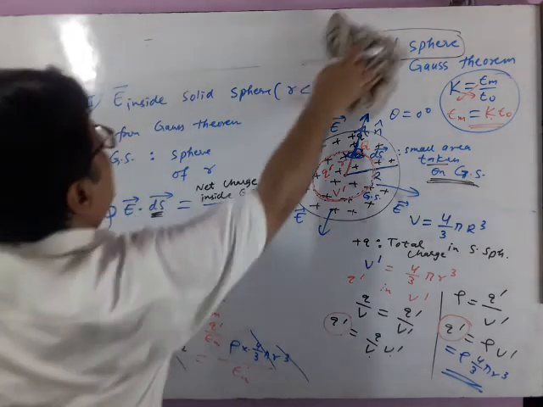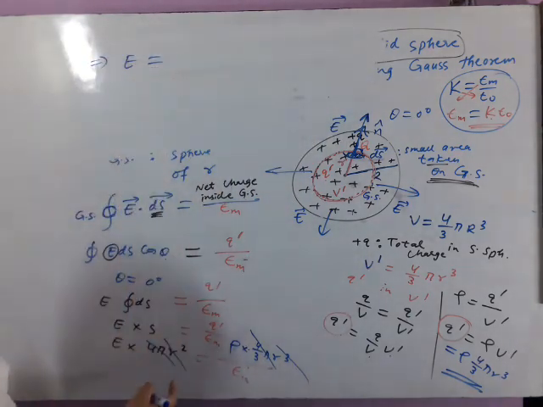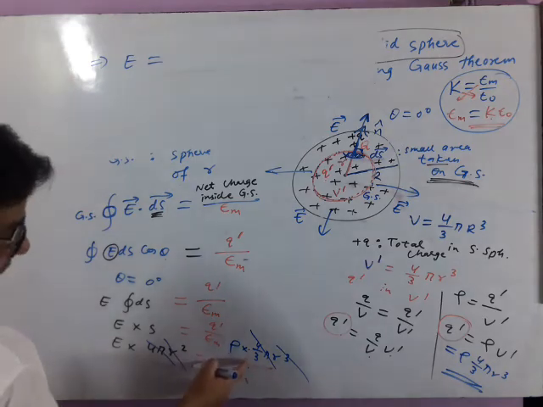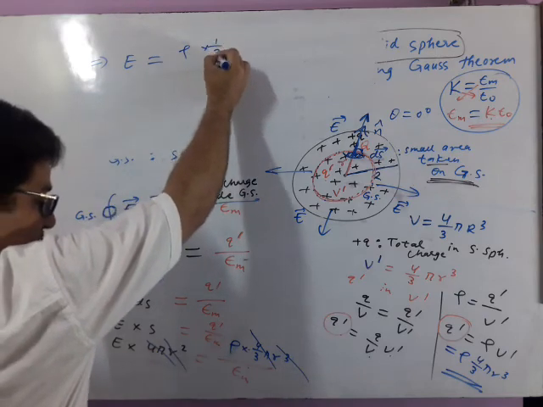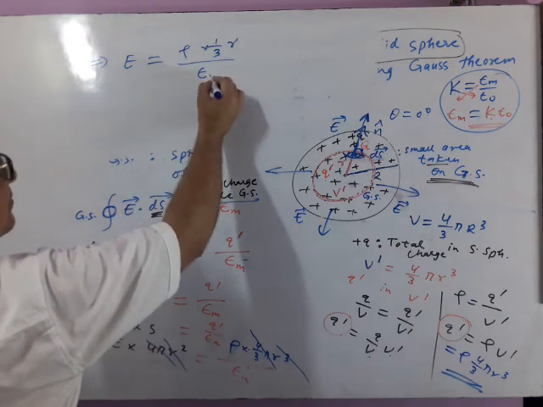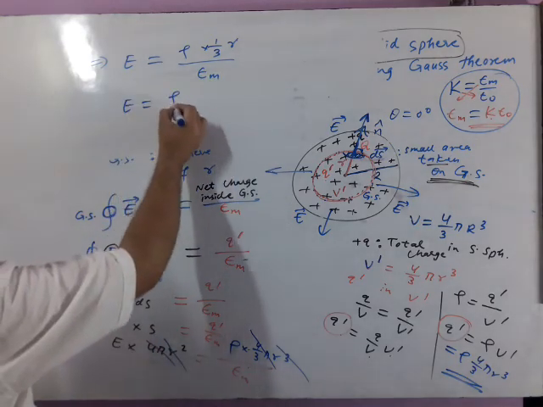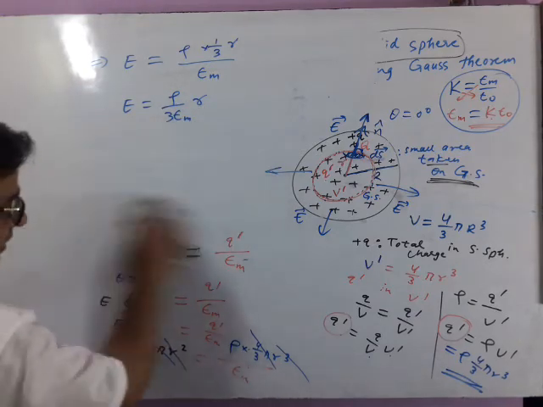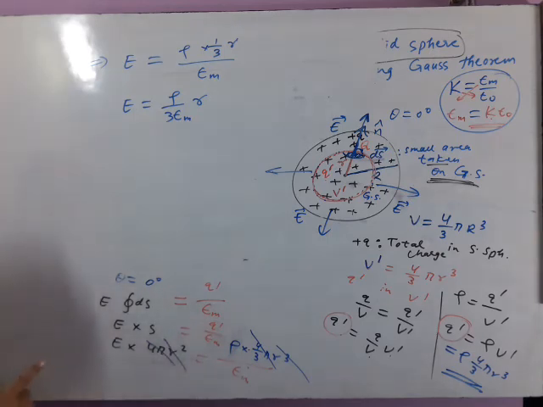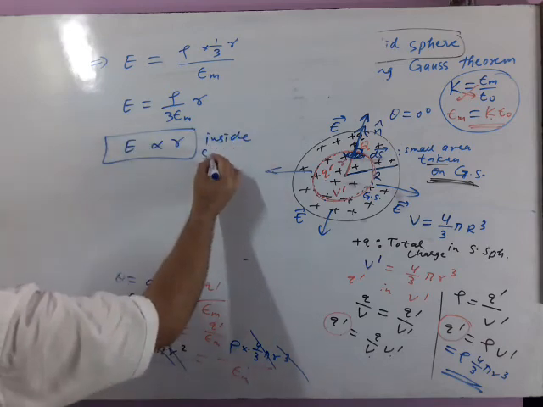So what will be the final answer? It will be rho into 1 by 3 r upon epsilon m, and here it is cancelled, right? So it is rho r by 3 epsilon m. Electric field is directly proportional to r inside the solid sphere.